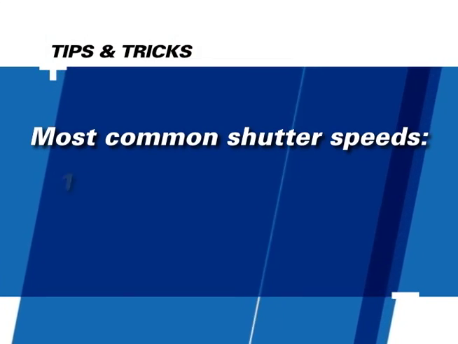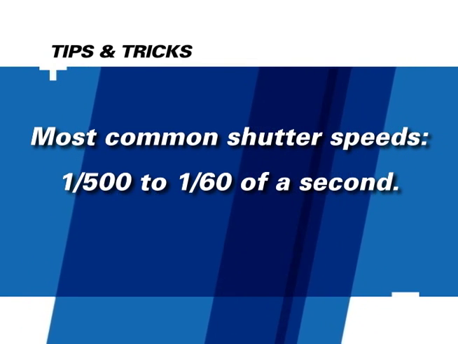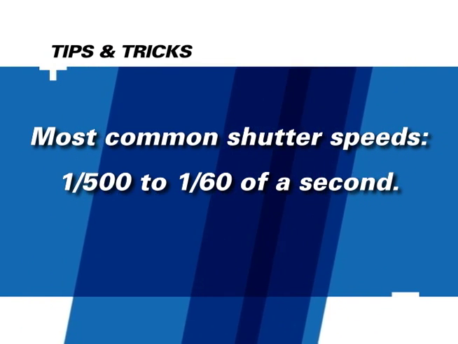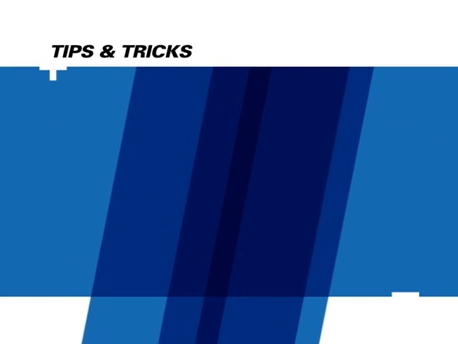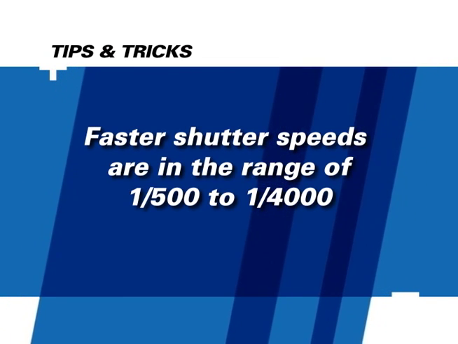Shutter speeds have a range of very fast to very slow. Let's talk about these speeds in depth for a moment. The most frequently used shutter speeds lie within a range of about 1/500th to 1/60th of a second. This is a typical range used for everyday picture taking. Camera speeds slower than 1/60th will normally require a tripod to avoid blurring the entire picture. Faster shutter speeds are found in the range of 1/500th to 1/4000th.